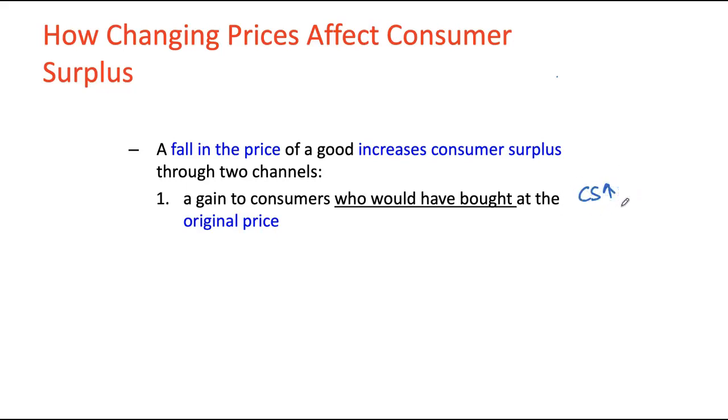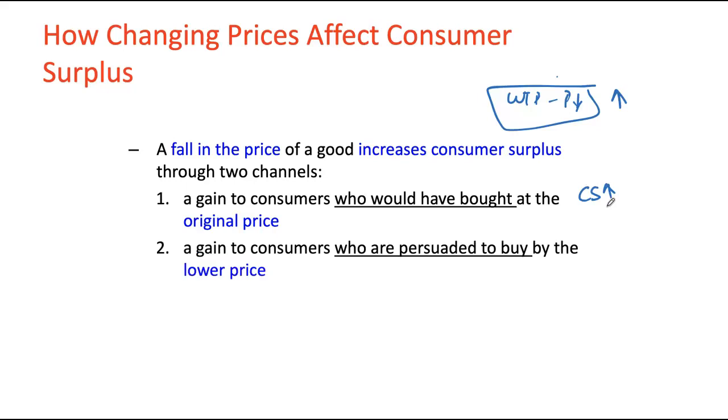So one positive effect is coming from consumers who are already purchasing the good at the original price. Now with the lower price, their willingness to pay minus price paid difference is now bigger than before. So consumer surplus is therefore going up. Another thing to note is that when price goes down, we have additional buyers who are persuaded to buy the textbook at the lower price. So you have now buyers who did not buy the book earlier but are definitely buying the book now, and therefore we must include their consumer surplus into our total consumer surplus calculation.